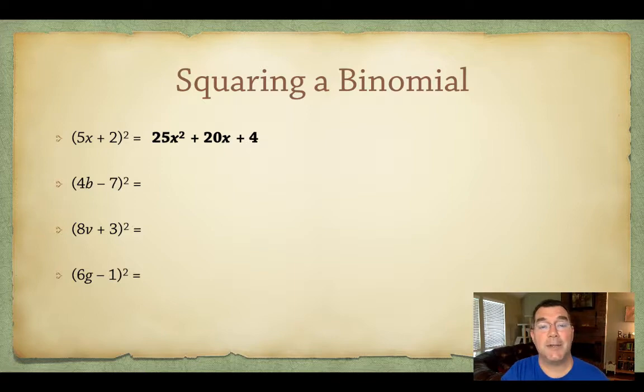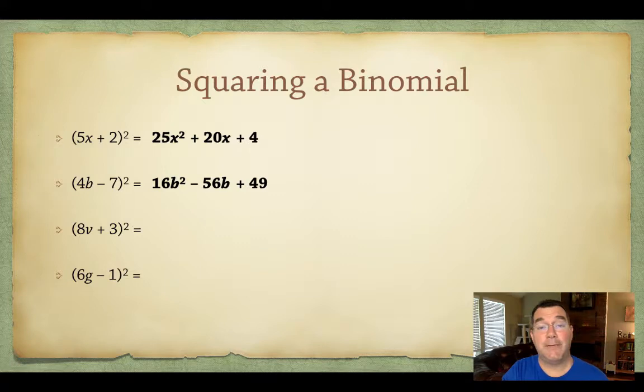For the second example, if I square 4b, I'm going to get 16b squared. If I multiply the two terms together, I'm going to get negative 28b, and if I double that, I get negative 56b. And then if I square the negative 7 at the end, that gives me positive 49. So that's the answer to the second one.